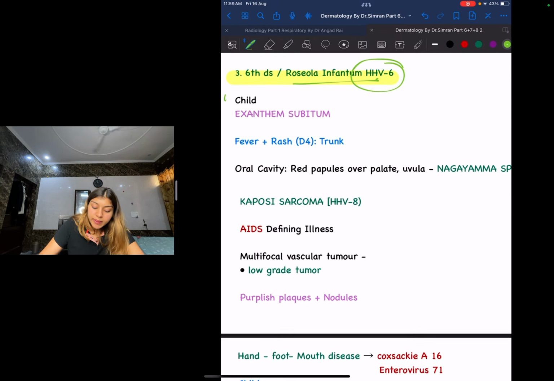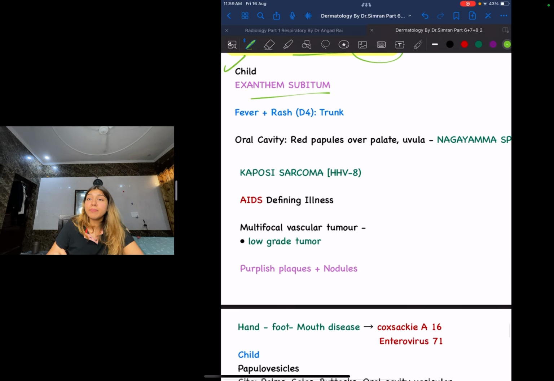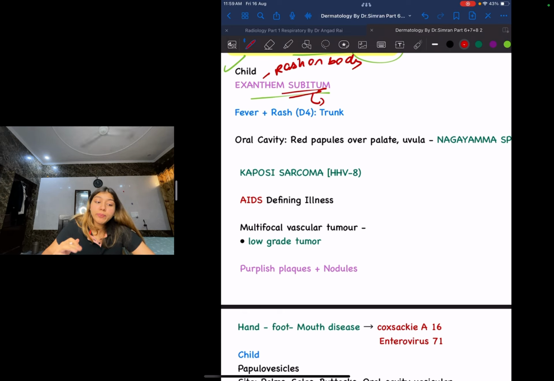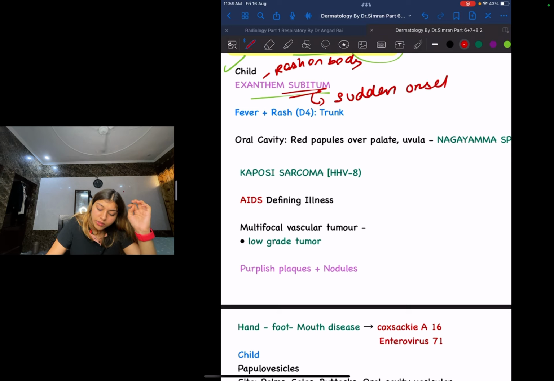Okay, there will be a child who will have exanthem subitum. Okay, you will call that exanthem subitum. First let us understand what the word exanthem means. Exanthem, guys, it basically means rash on the body. And the word subitum means slowly progressive. What does it mean? Sorry, no. Subitum, I'm very sorry. Subitum means sudden onset. Okay, that is exanthem subitum.